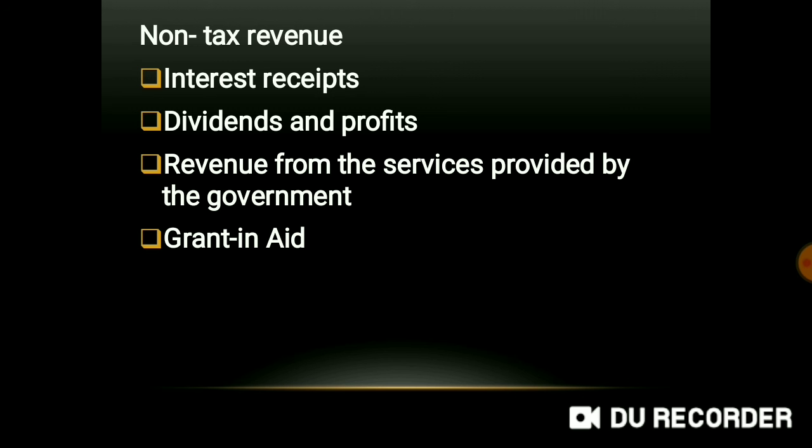And the last non-tax revenue is the grant in aid. It is that voluntary contribution made by the individuals, private organizations, and the government and the foreign governments to the government for specific purposes. Sometimes during natural calamities, there are some contributions made by the celebrities, private companies, and the foreign governments. So this income comes under the grants in aid. So these were the different tax and non-tax revenue that comes under the revenue receipts.